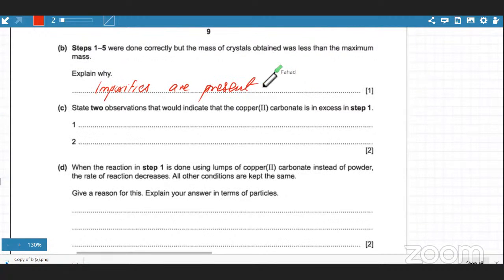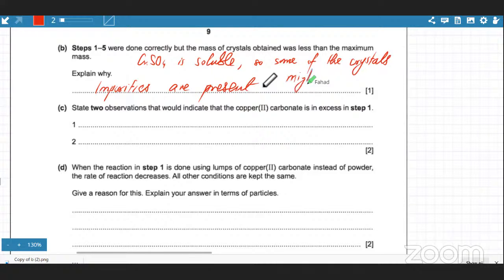Or another thing that could have been stated was that copper sulfate is soluble. Some of the crystals might still be dissolved in the solution, and they probably did not crystallize.